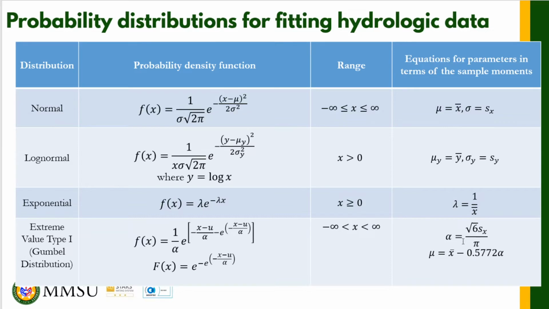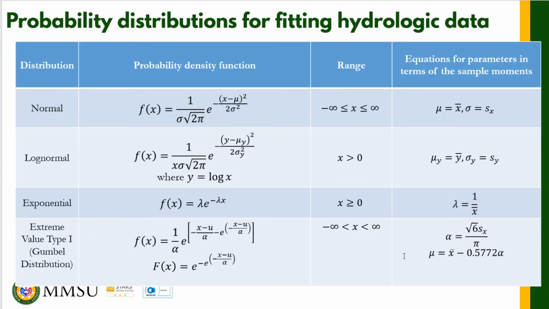For the extreme value type 1 or the Gumbel distribution, we have alpha and mu. Alpha is just equal to the square root of 6 times the standard deviation divided by pi. So basically, we just need the standard deviation. For mu, we have x bar. X bar is the mean of the data minus 0.5772 times alpha. So basically, for extreme value type 1 or Gumbel distribution, we only need the standard deviation and the mean as well. Okay, so these are the probability distributions for fitting precipitations.